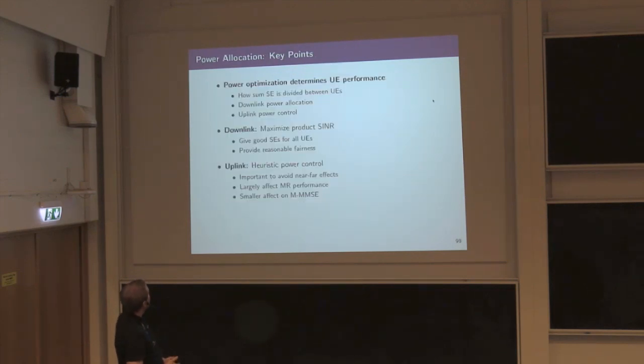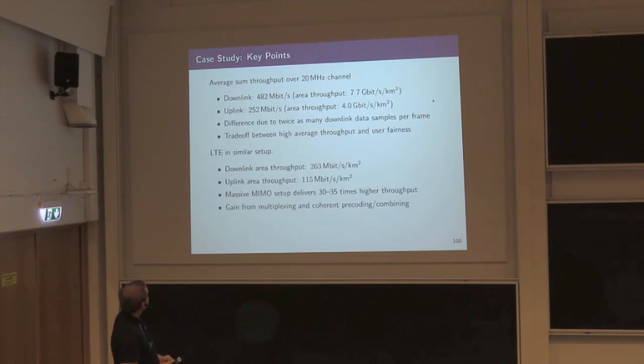And I skip over the uplink part here as well. So to summarize, in this case study, we looked at a 20 megahertz channel. I didn't say that. The downlink performance that we get per cell is 485 megabit per second over all my users. So it's like 10 users that are separating that. That gives you some kind of area throughput with certain numbers.